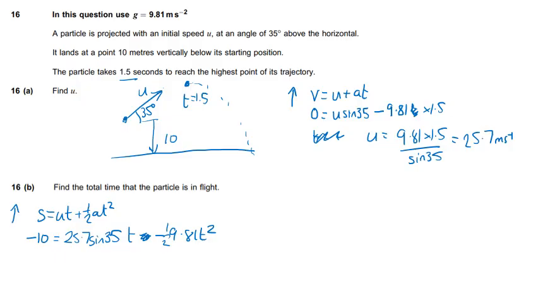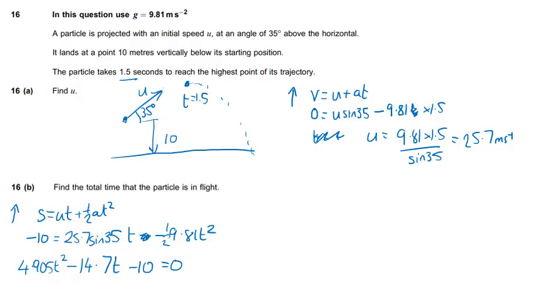So if we move everything to the left, half of 9.81 is 4.905. So we've got that. Minus 25.7 times sine 35 comes out to be 14.7. And then minus 10. So we've got this quadratic to solve.